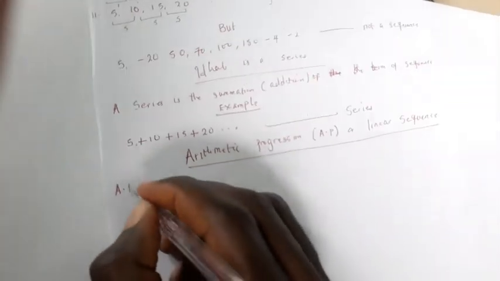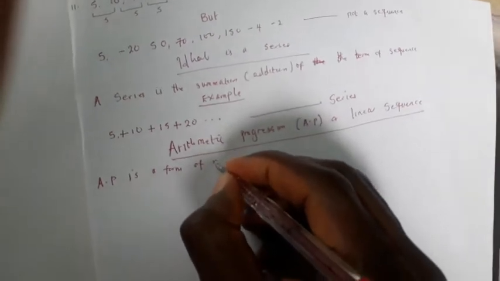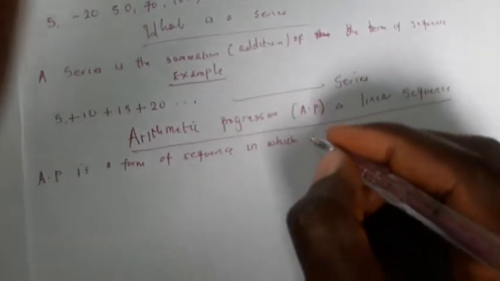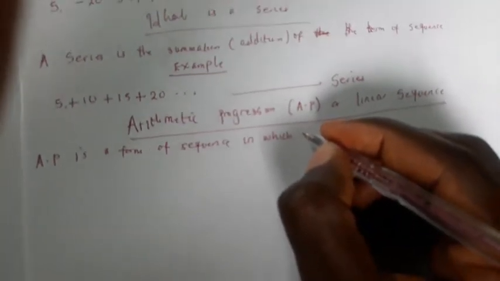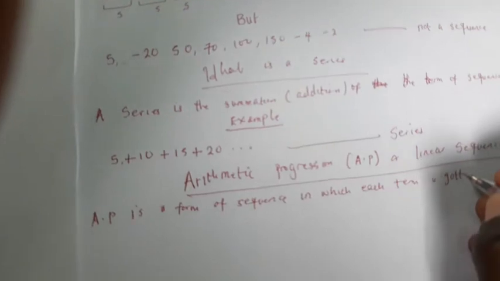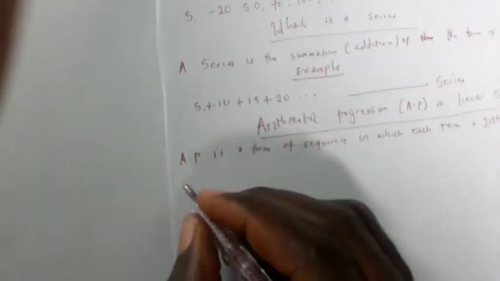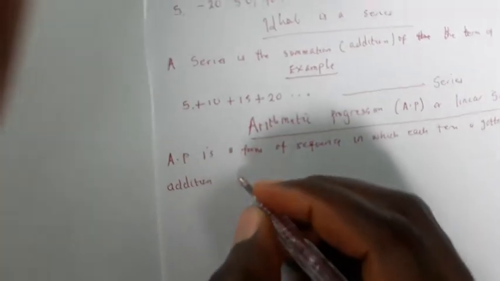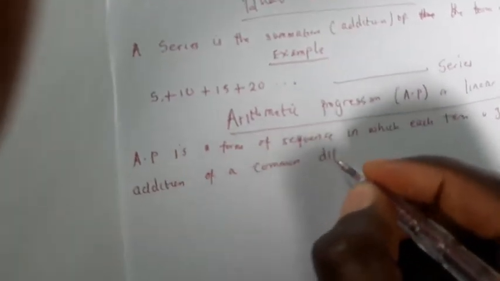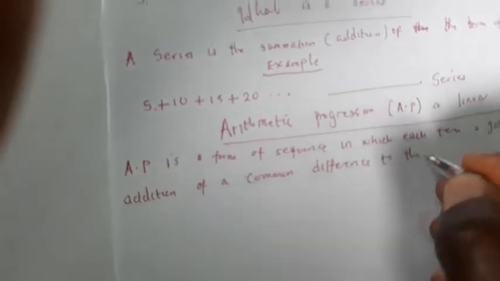Arithmetic progression, AP, is a form of sequence in which each term is gotten by the addition of a common difference to the preceding one.